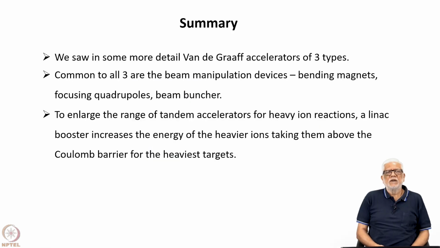Okay, so in summary, we saw in some more detail the working of Van de Graaff type of accelerators, 3 types, and common to all of these 3 are the beam manipulation devices, the bending magnets, focusing quadrupoles, and the beam buncher. To enlarge the range of tandem accelerator for heavy ion reactions and to overcome the Coulomb barrier for the heavier projectiles, the Linac booster increases the energy of the heavy ion so that you can make reactions with the heaviest targets.